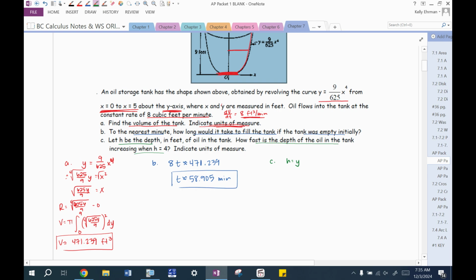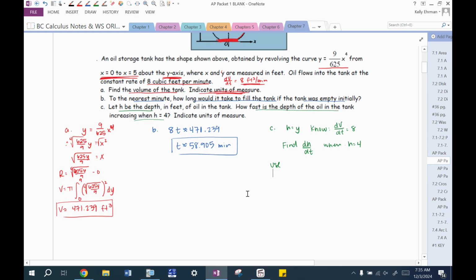Indicate units of measure. So how fast is something? So they want us to find dH/dt. So this feels like a related rates. What do we know? We know dV/dt is 8 cubic feet per minute. They want us to find dH/dt when H equals 4. And what are we going to use? Well, we do have this volume equation, right?